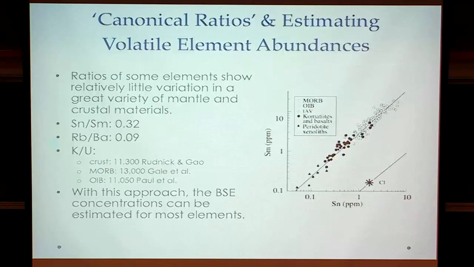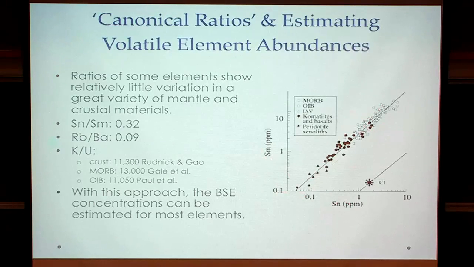Okay, so then we get the refractory lithophile elements. How do we get the rest of the elements? It turns out that there are element pairs whose ratio tends to be rather constant in a great variety of things. So this is again a slide from Palme and O'Neill. There's mid-ocean ridge basalts, oceanic island basalts, island arc basalts, komatiites, peridotites, all plot along a line here. It's a log scale, so there's some significant scatter.